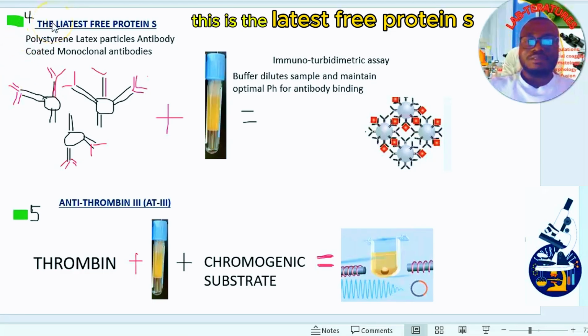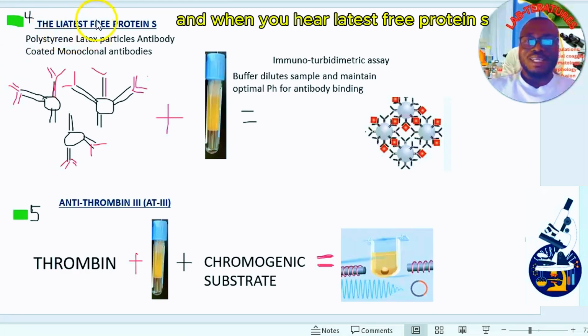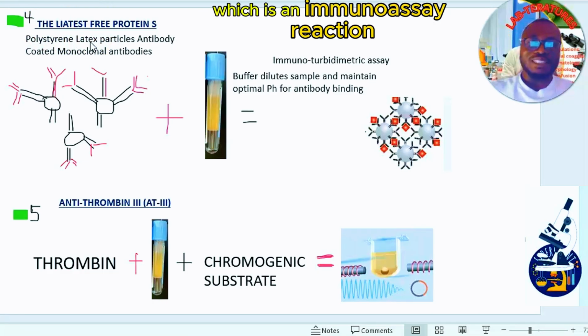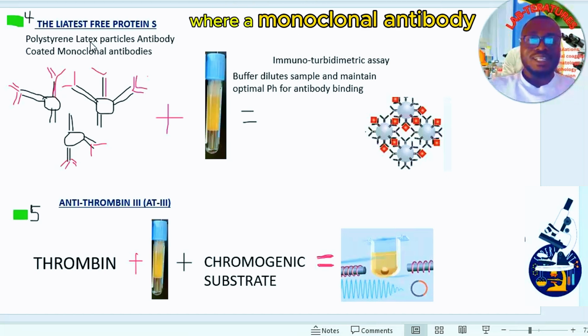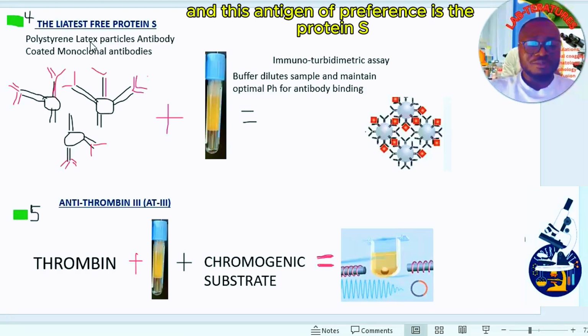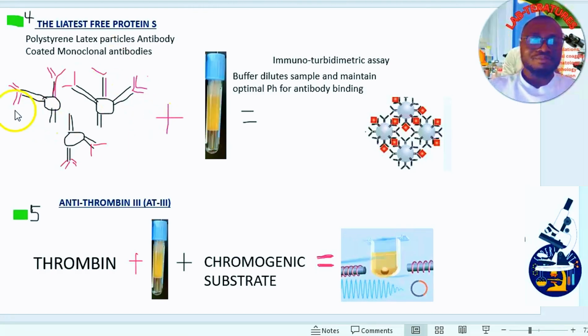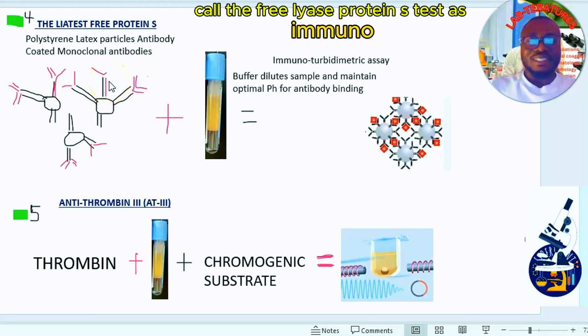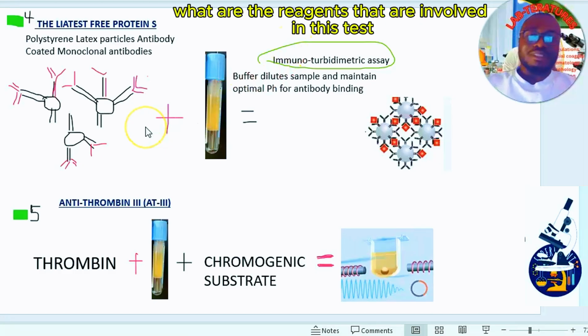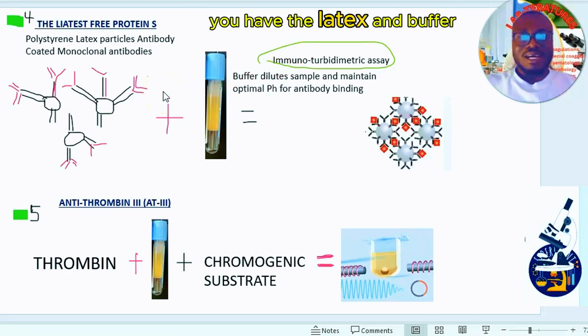This is the Liatest free protein S. And when you hear Liatest free protein S, it is an antigen antibody binding, which is an immunoassay reaction where a monoclonal antibody is directed toward an antigen of preference, and this antigen of preference is the protein S. This is why we call the Liatest free protein S test an immunoturbidometric assay. What are the reagents that are involved in this test? We have the latex and buffer.